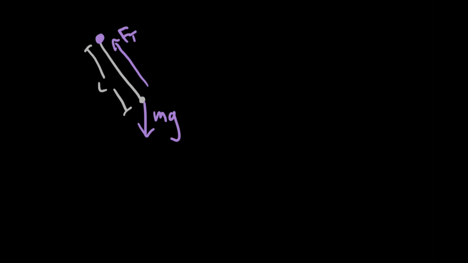So let's draw a simple pendulum right here where we have a length of L. We have a force of tension going this way. Let's call this our pivot point right here. We have mg going down. And then we also have some little angle right here, some little theta right here. This L, by the way, is drawn to the center of mass of this little guy right here.